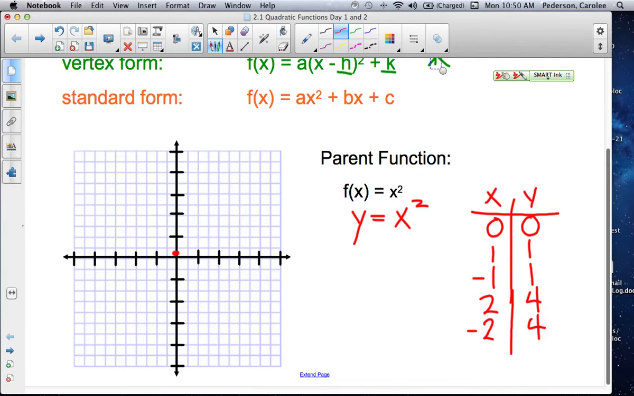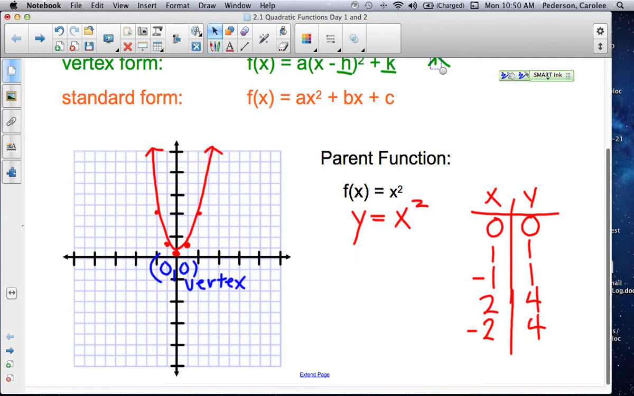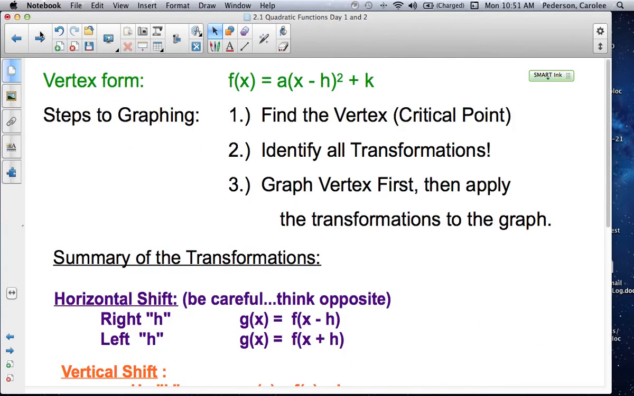So here is (0, 0), (1, 1), (2, 4), (negative 1, 1), (negative 2, 4). And then we talked about how this parabola opens up. It has a critical point of (0, 0). This is what we call the critical point or the vertex. All right, I would say this slide you can just listen and watch. We've already done this in chapter 1.